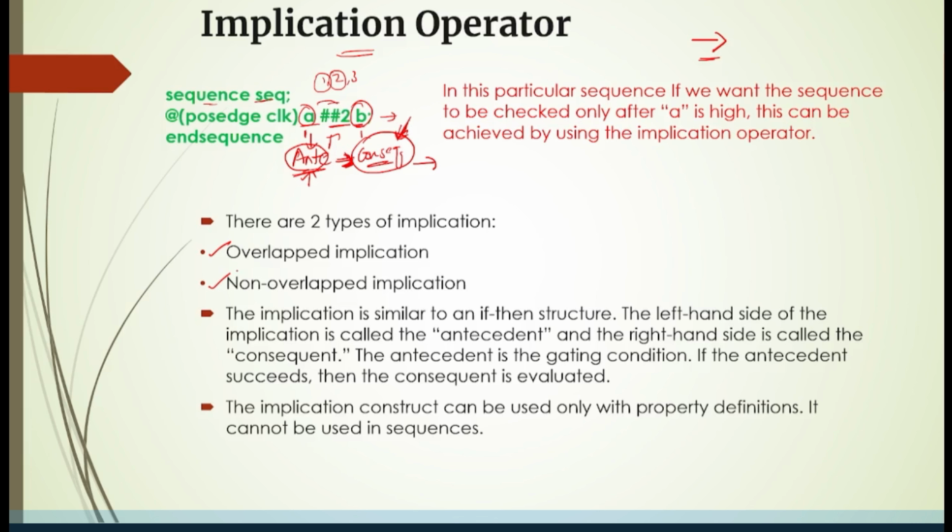So basically, within this evaluation of antecedent and then consequent, you have two kinds: overlapped implication and non-overlapped implication. You can detect the difference between these two by the symbol. Also, one important thing to remember is that this implication construct can only be used in property definitions. You can't use it in sequences. You can use this implication operator only in the property itself.